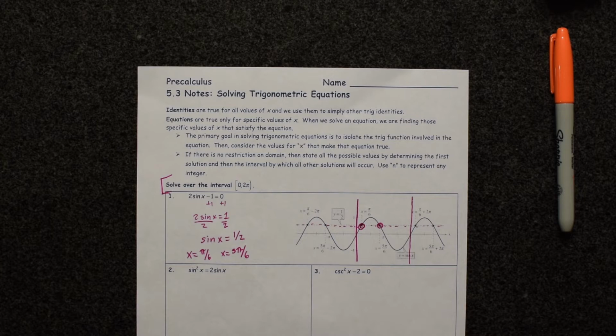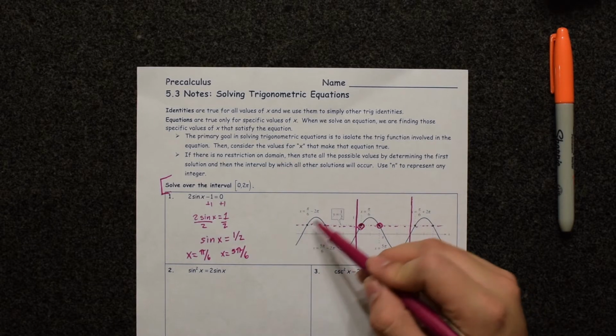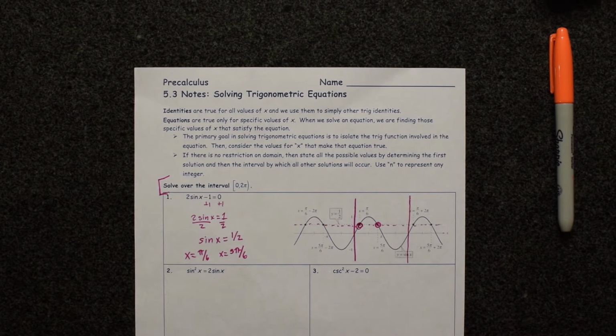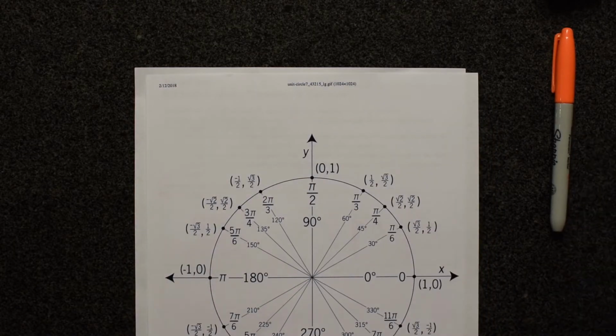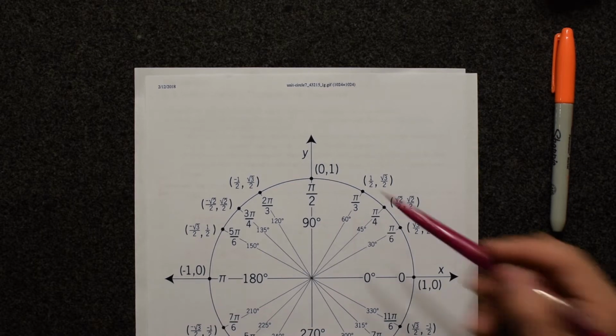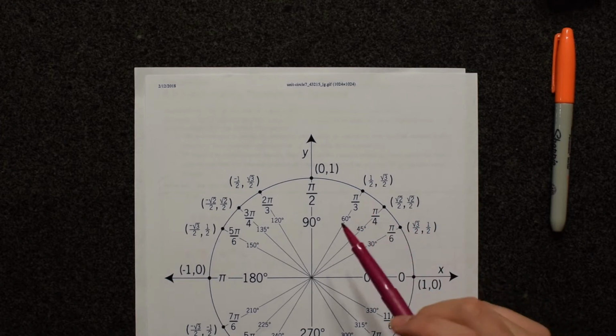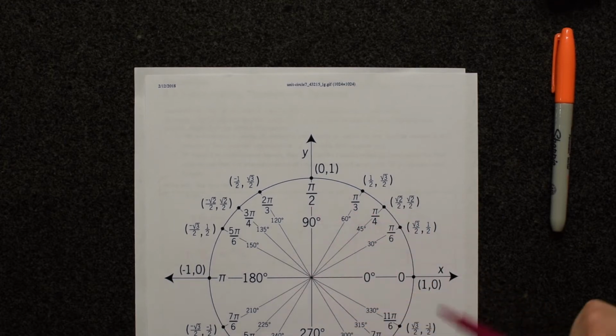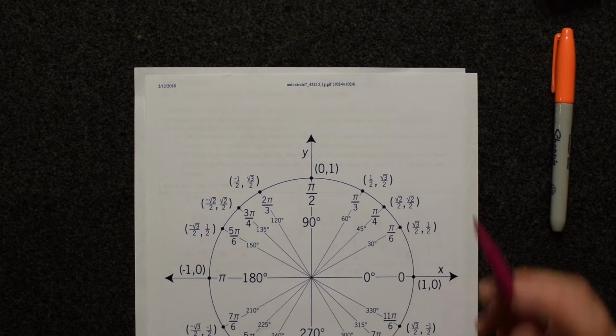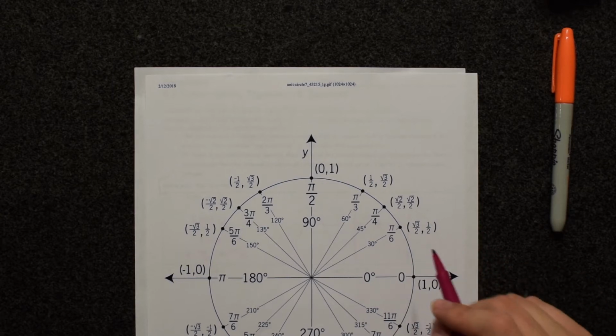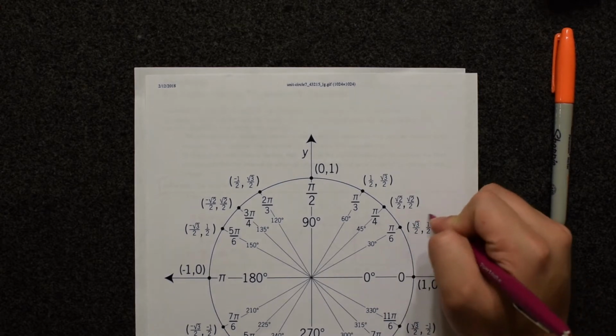Now, let's go ahead and pretend for a second that you did not have this graph here. What would you go ahead and use? There are two tools that I recommend that you guys use. The first one is going to be your trusty unit circle. Now, if you have a unit circle just like this one, you're going to be able to look for where sine is equal to 1/2. Now you will remember that sine is equal to the y coordinate.